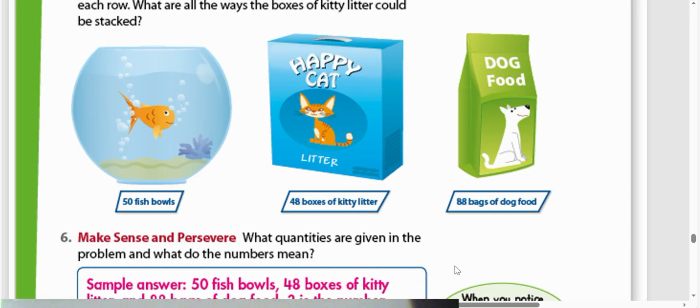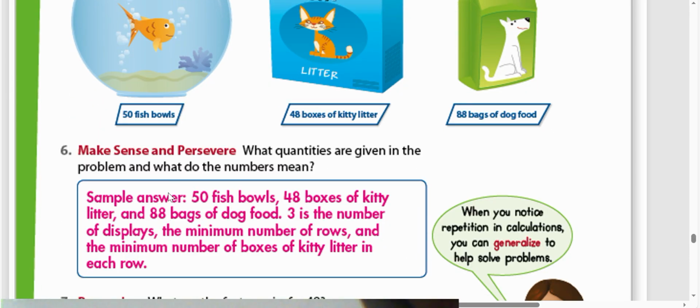We can list the factors of 50. 50 can be divided by 5, by 10, by 2, by 25. We have 50 fish bowls, 48 boxes of kitty litter and 88 bags of food. The 3 means the minimum number of rows, and the minimum number of boxes of kitty litter in each row.